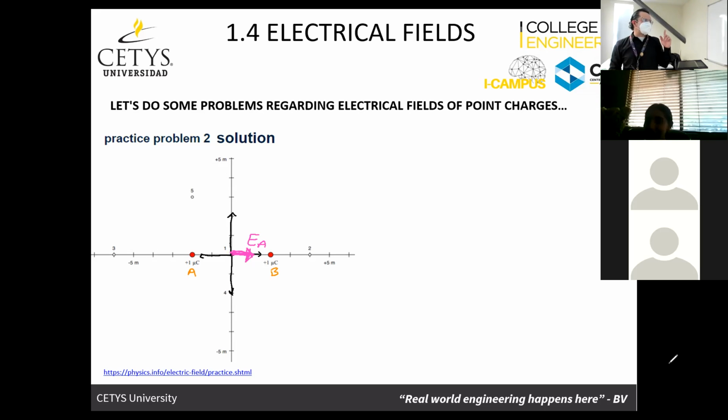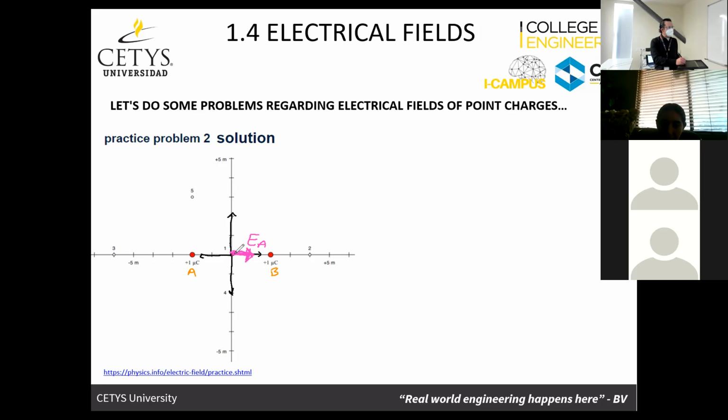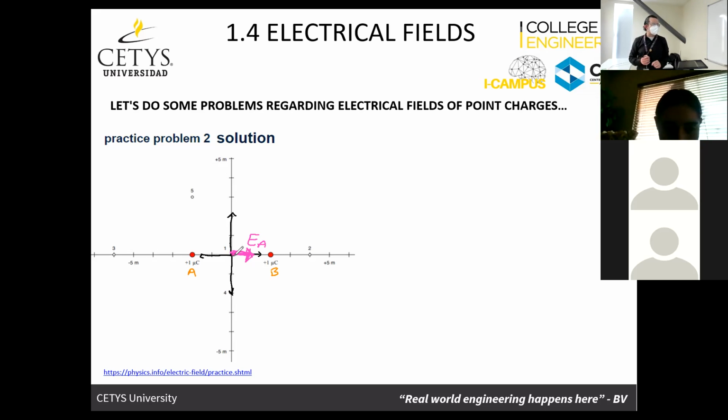So now let's look at charge B. If I'm located here in point 1, where would the electrical field with regards to charge B be pointing?